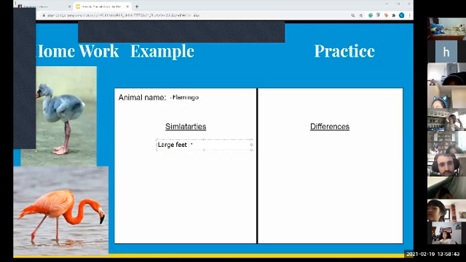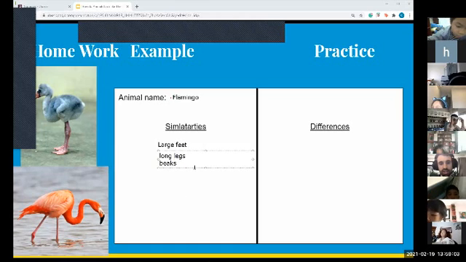I like that one. You guys could have also said maybe long legs, and maybe they both have beaks. You could just write down similarities, and you just keep on giving different examples, okay? I would like you guys to come up with about 2 to 3 examples.